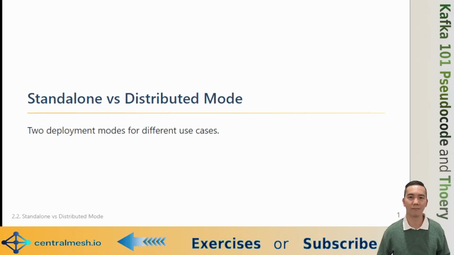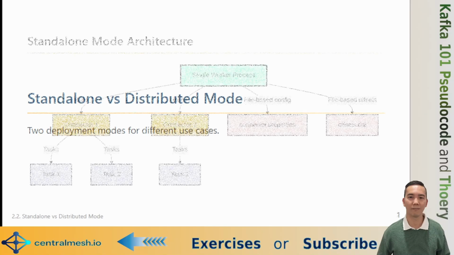In the previous lesson, we broke down the core building blocks of Kafka Connect: workers, connectors, and tasks. Now we're going to look at how all of that actually runs in real systems. There are two main deployment modes, standalone and distributed. These modes define how workers operate, how coordination happens, and what level of reliability and scalability you get.